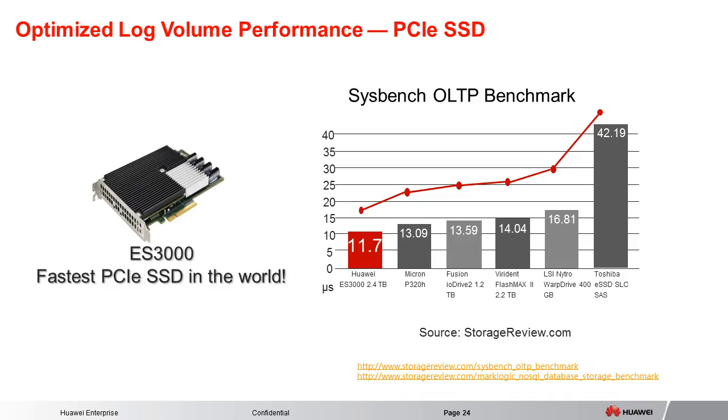Then you have Virident, which of course was also bought by Hitachi. LSI Nitro is not in place; they were bought up by Avago. And of course, Toshiba. If you look at our number versus Toshiba or versus the Fusion IO, as you see, even Micron has a better number than Fusion IO. So we have the best benchmark on lowest latency.